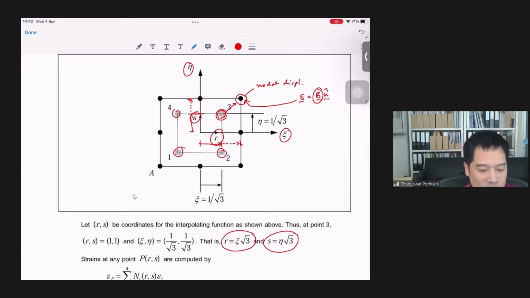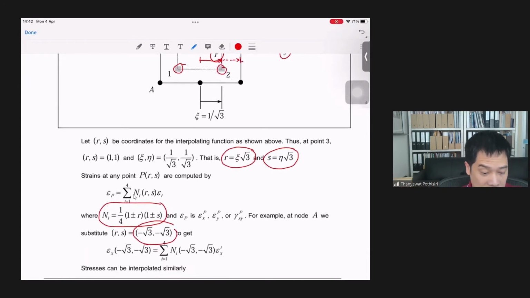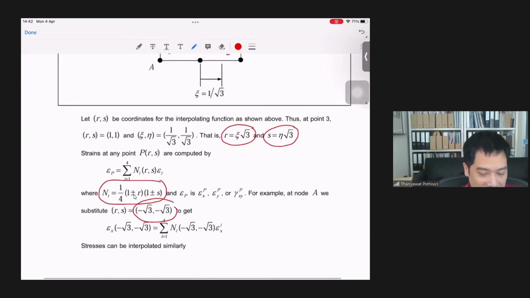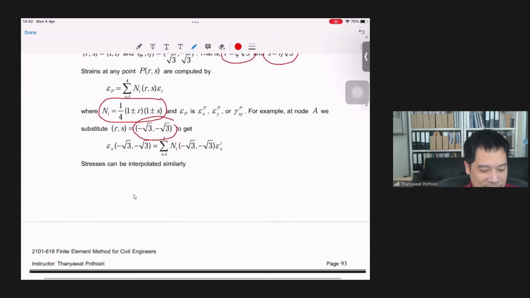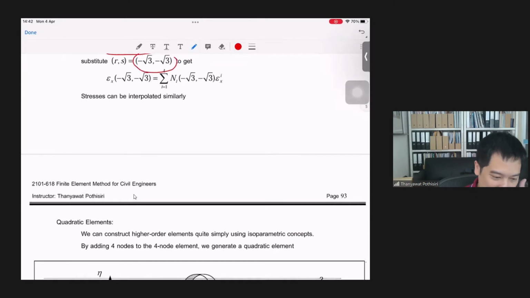Okay. So this is the concept of extrapolation of the strain values, based on kind of scaling the parametric coordinates a little bit. Okay. All right.